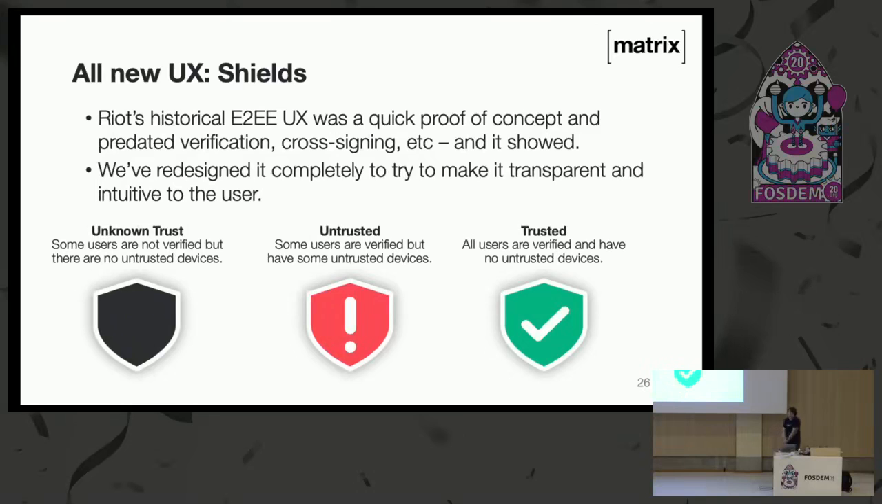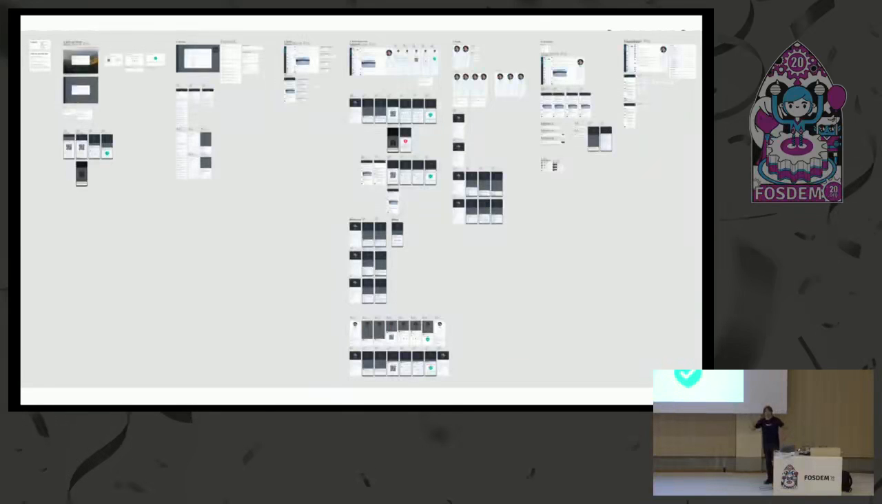On the UX side, we've made a fundamental change. We've shifted to using shields to describe trust, and we basically have three different classes. We've got unknown trust, which is a black shield. It means it's encrypted, but you have no reason to particularly trust or distrust any devices. Then you've got the red shield, untrusted, which means that you explicitly verified somebody in that room, but they have now added a device which is not trusted. So they're probably being owned. This is bad news. And then finally, trusted, which is green, which means that you have not only trusted the user, but they or you have trusted all of their devices, and so you know for sure that they are in control of all of their devices.